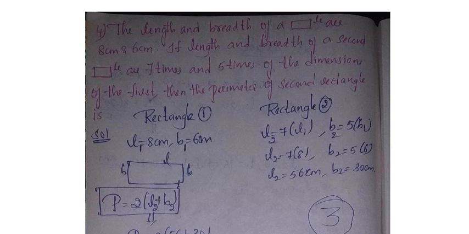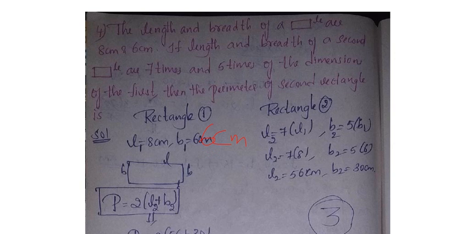See what they have given us. The length and breadth of a rectangle are 8 centimeters and 6 centimeters. Okay. They gave the value of length as 8 centimeters. Breadth is what? 6 centimeters. This is centimeters, friends. This is not 60. I am writing here again. You see, 6 centimeters. Okay. Next, what they gave us.